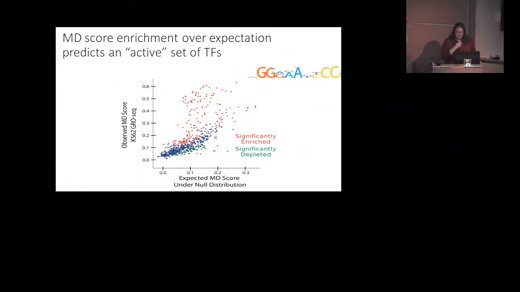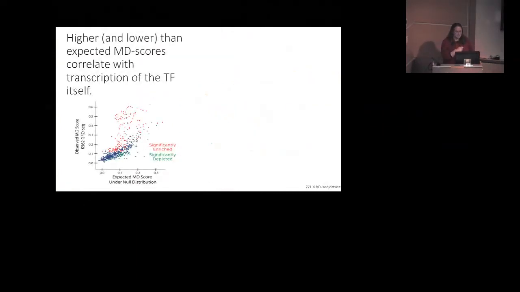So I can take this active and depleted, now I have to say, how do I validate that this is the set of transcription factors that are actually working in this cell type? That turns out to be a really, really hard problem.